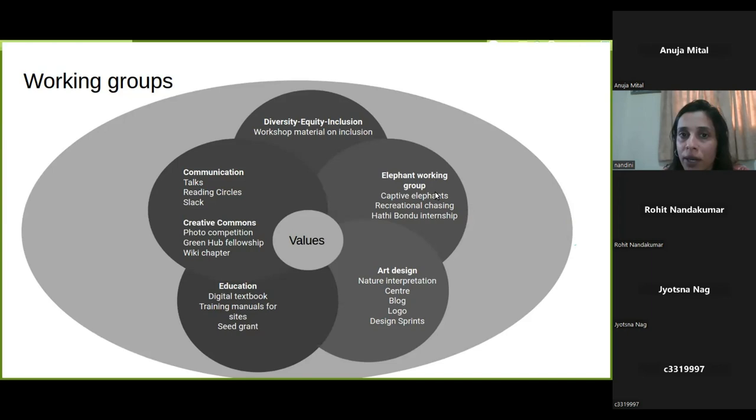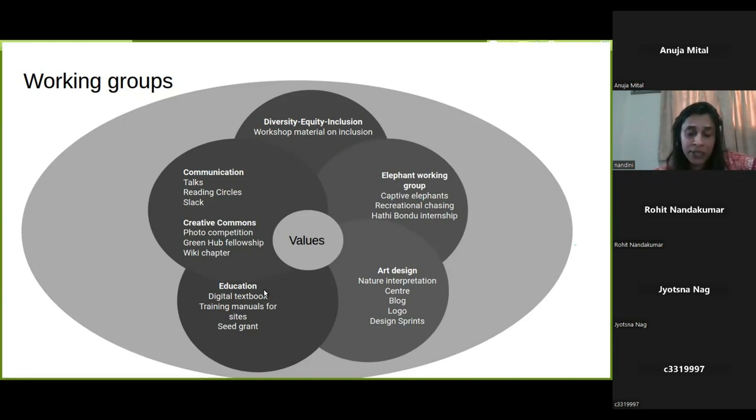And then finally, we have the elephant working group that is working on a range of things. I won't talk about this a lot because I know Arjun has volunteered to give a talk sometime. Maybe he could just cover a short bit on what they would like to do, but basically covering captive elephants, recreational chasing, and also using some of the Green Hub material on films to develop an internship module with Hathi Bondhu. And finally, there's a small diversity, equity, and inclusion working group that would like to develop a two-day workshop on what inclusion would look like.